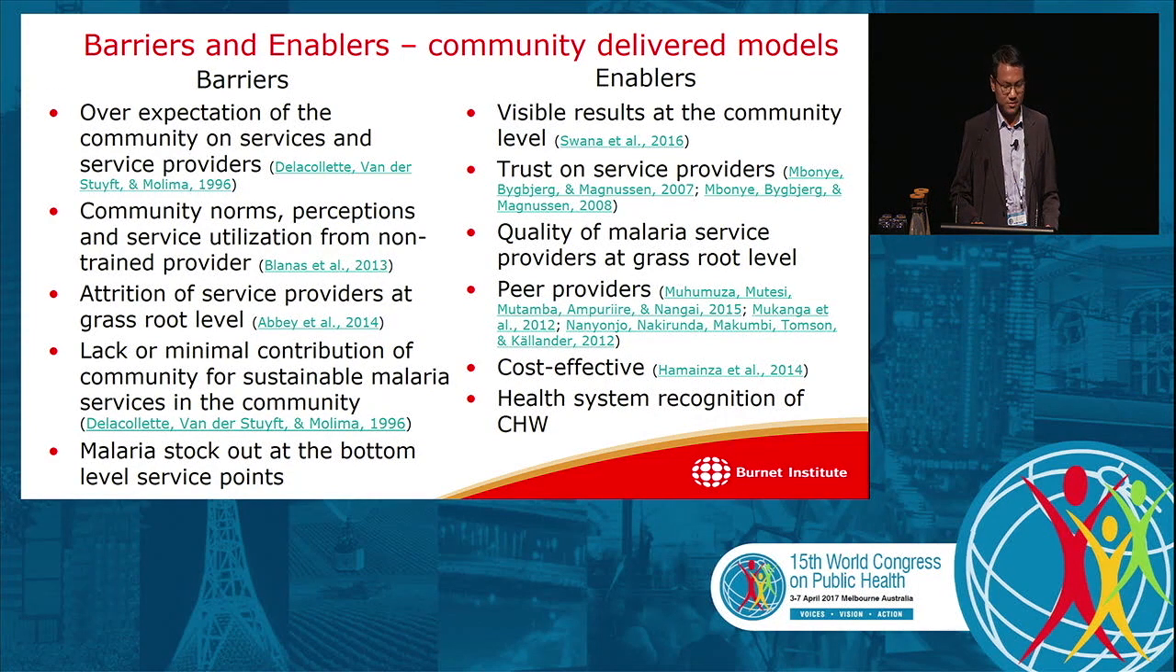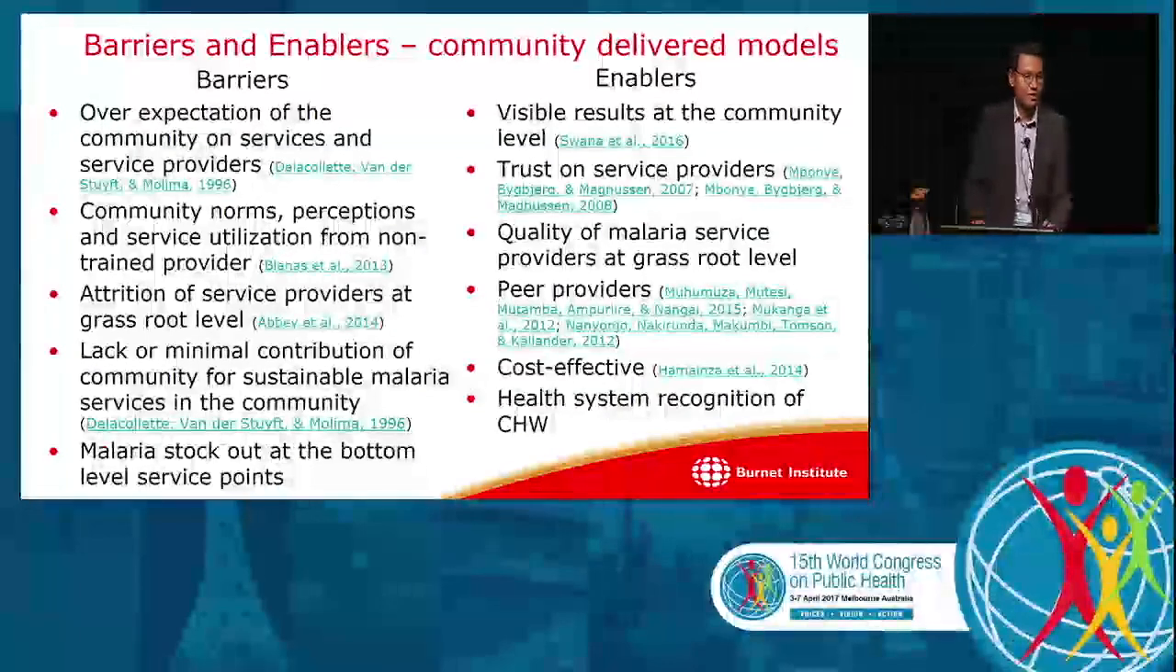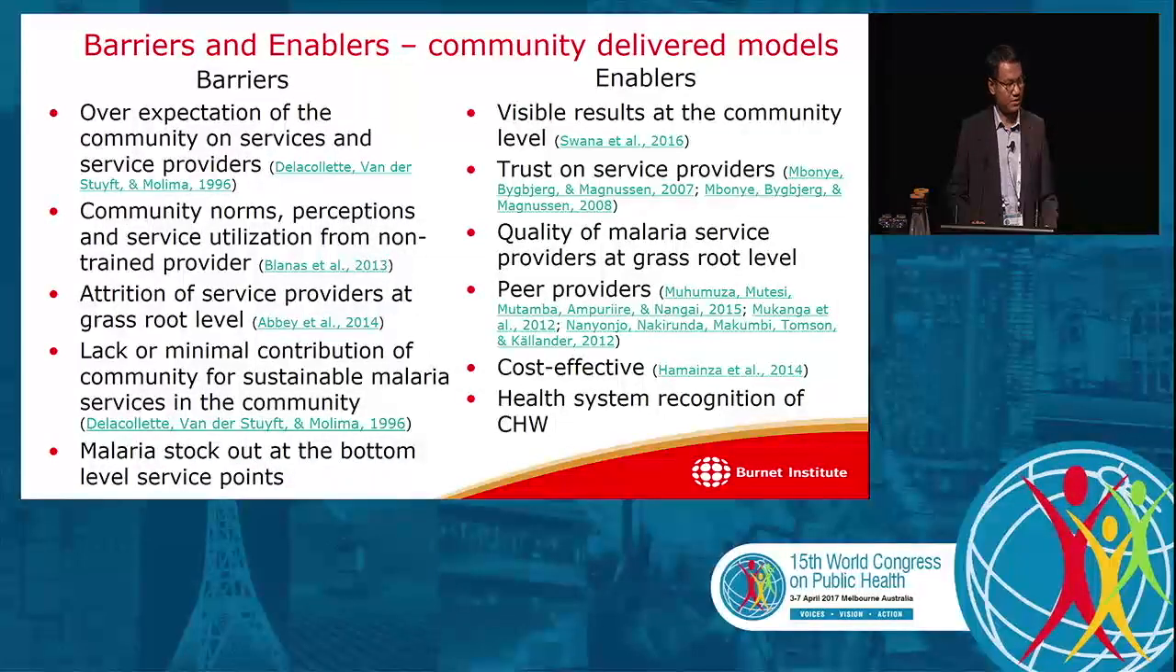So the other problem is about the attrition of the service provider at grassroots level. Although we train these providers at the community level, the attrition is very high in some areas. The other problem is the lack of minimal contribution from the community. So the sustainability of the service provision model is also an important issue here.